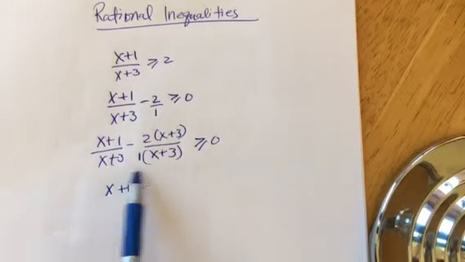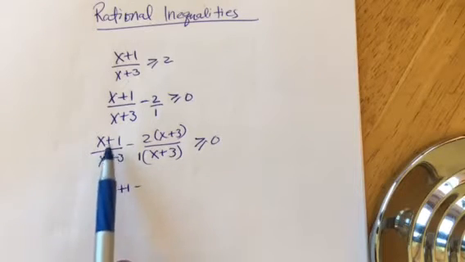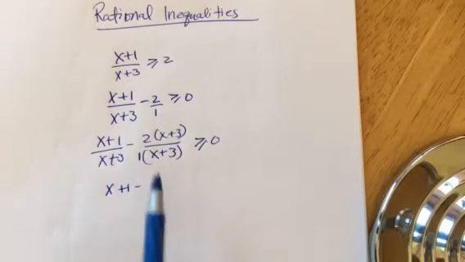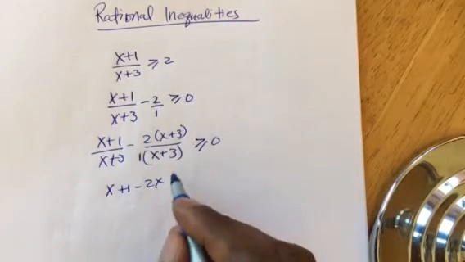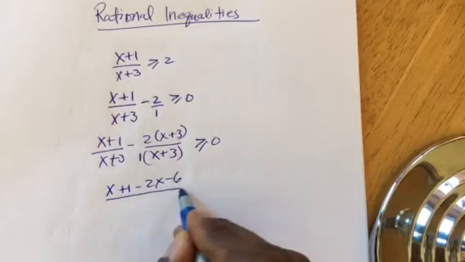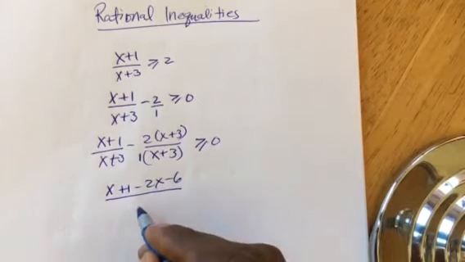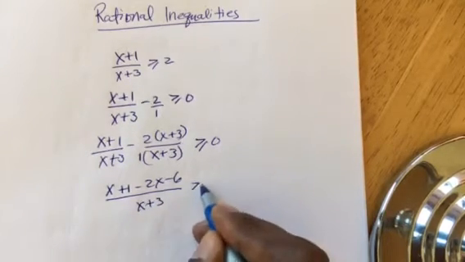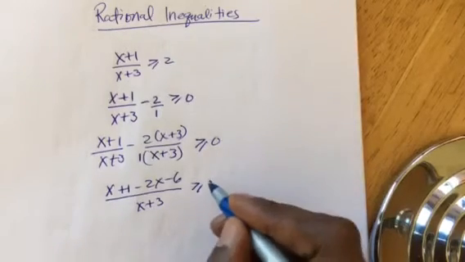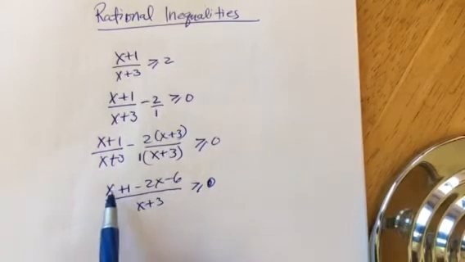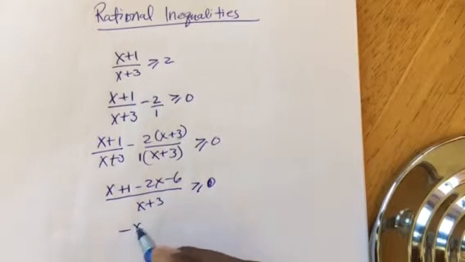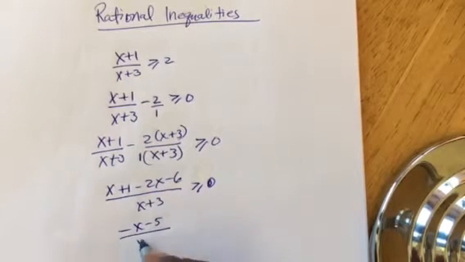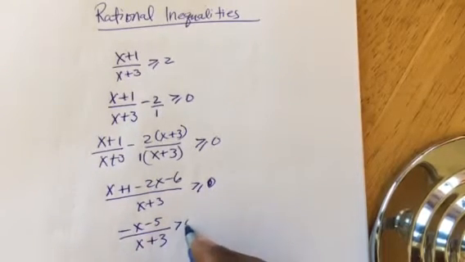Alright, so since they have the same common denominator, we can combine them now. So we have x plus 1, and then negative 2 times x, that would be negative 2x, and then negative 2 times positive 3, that would be negative 6. Since the denominators are the same, we can keep one of them, so that would just be x plus 3, greater than or equal to 0. Okay, so let's combine x and negative 2x, which gives you negative x, and then positive 1 minus 6 would be negative 5, all over x plus 3 greater than or equal to 0.